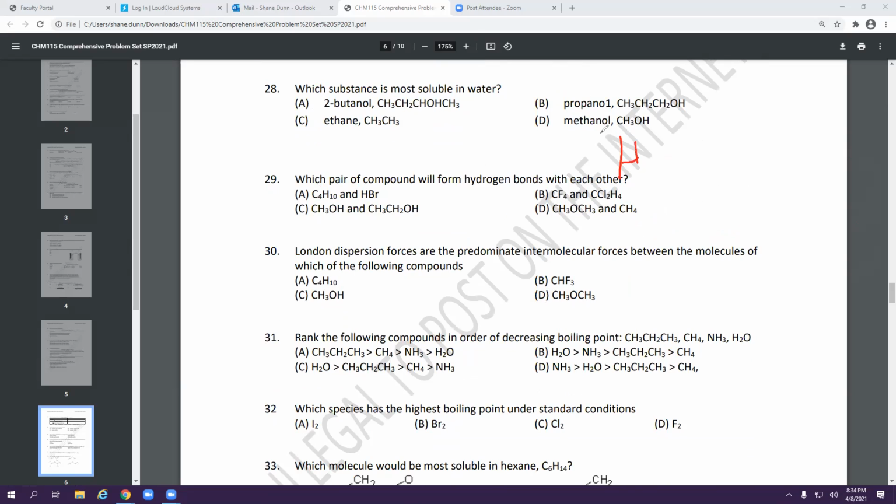Hydrogen has to bond with nitrogen, fluorine, or oxygen. So let's look. If C4H10 and hydrochloric acid came together, would they both form hydrogen bonds with each other? Yes or no? No. One hydrogen bond would form, but that's it, right? So no. What about over here? Well, yes, but those have a chlorine, so no.